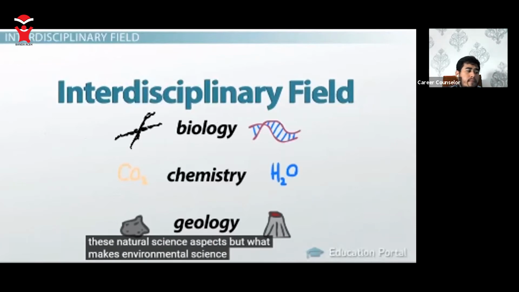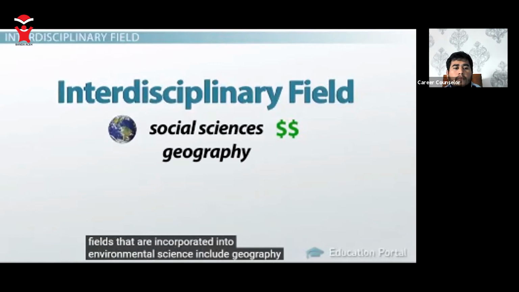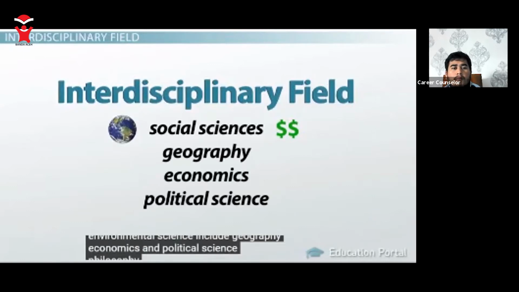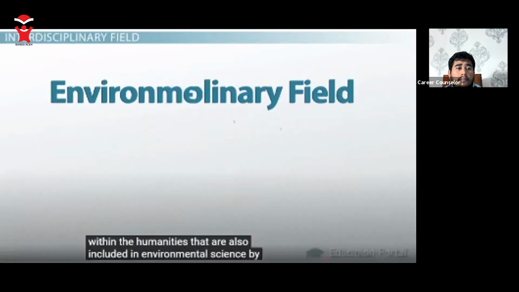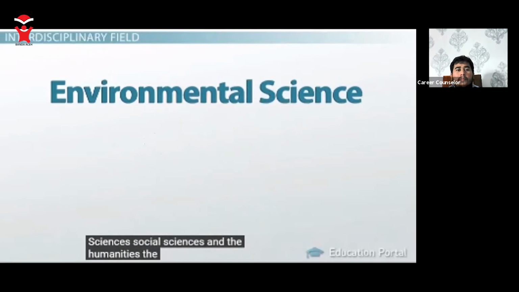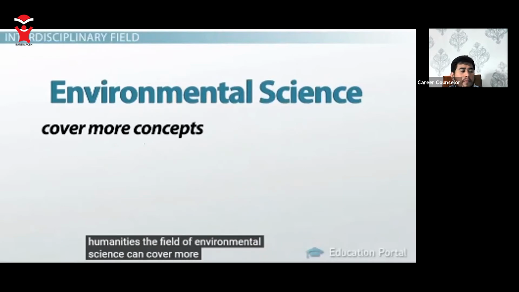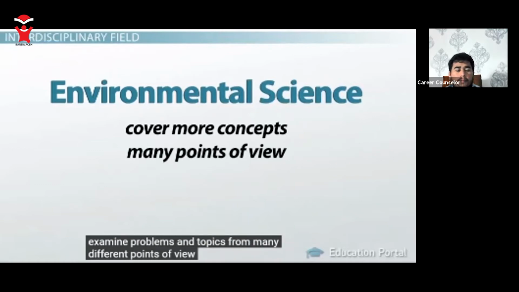But what makes environmental science such a complex and broad field is that it also includes fields from the social sciences and the humanities. The social science fields that are incorporated into environmental science include geography, economics, and political science. Philosophy and ethics are the two fields within the humanities that are also included in environmental science. By combining aspects of the natural sciences, social sciences, and the humanities, the field of environmental science can cover more concepts and also examine problems and topics from many different points of view.